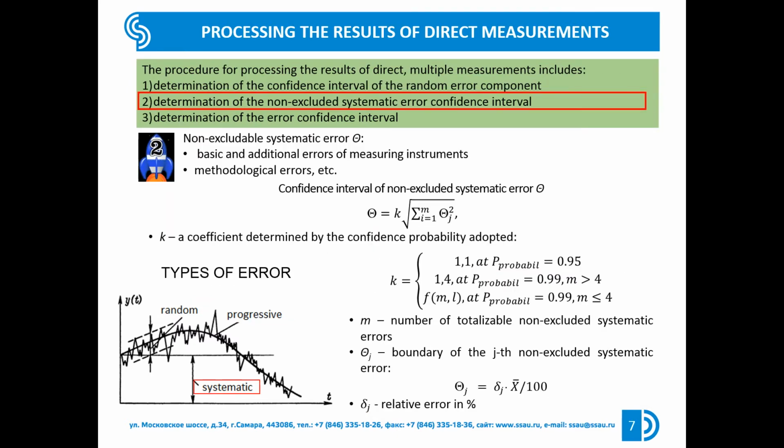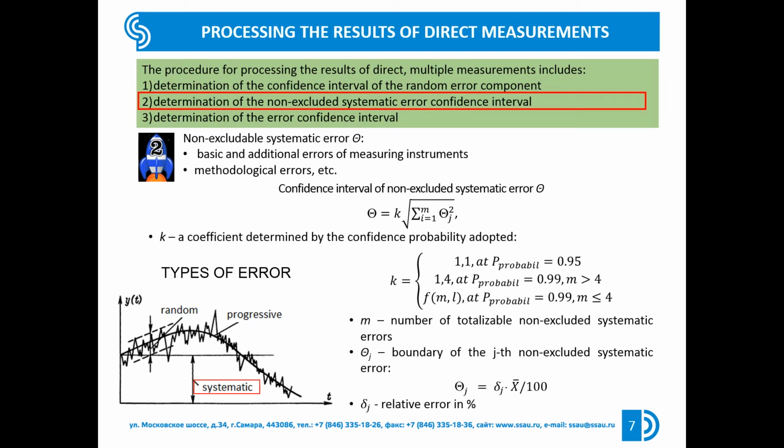The second step is to determine the confidence interval of the non-excluded systematic error in the measurement result. If a systematic error cannot be determined and cannot be excluded by the corrections, such systematic errors are called non-excluded errors. The limits of the permissible main and additional errors of the measuring instruments, as well as the methodological errors and other errors, shall be taken as a non-excluded systematic error. When summing up the non-excluded systematic errors, they are treated as random values with a uniform distribution.